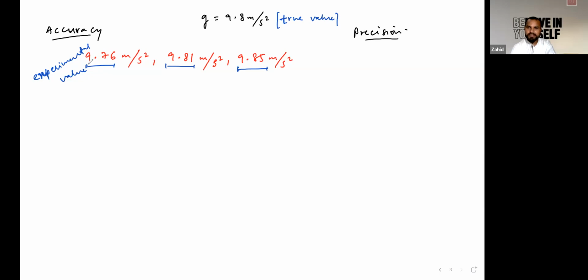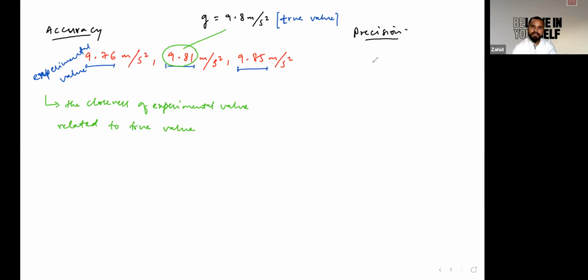In this first part, we have 9.76, second is 9.81, third is 9.85. So you'll say 9.8 is the closest to this true value. So the numerical value or the experimental value which is closest to this true value is termed as accuracy. So accuracy simply defines the closeness of experimental value related to true value.